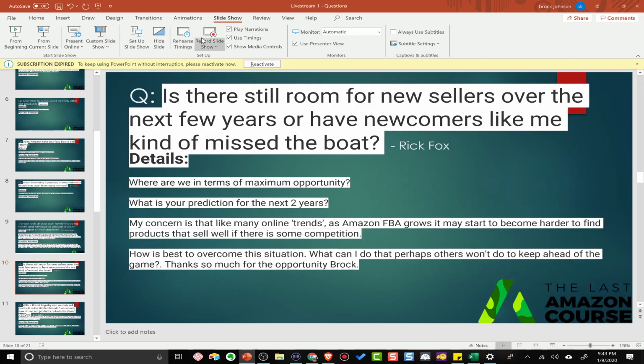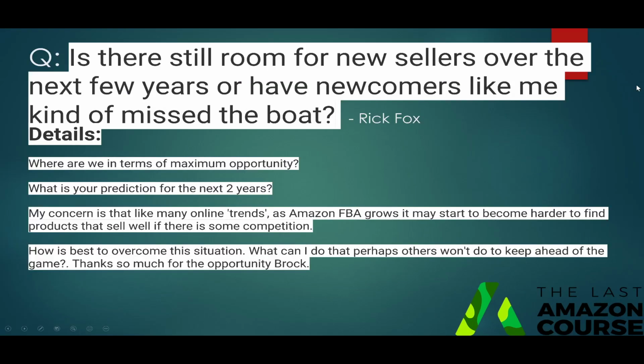Okay, here we go. Is there still room for new sellers over time? What were you saying? I was just saying, is Amazon FBA dead? Oh yeah. Is there still room for new sellers over the next few years, or have newcomers like me kind of missed the boat? In terms of maximum opportunity, what is your prediction for the next 2 years? Ooh, I have a prediction for the next 10 years actually that I was working on last night. My concern is that, like many online trends, as FBA grows, it starts to become harder to find products that sell well if there's some competition. How do you overcome it?